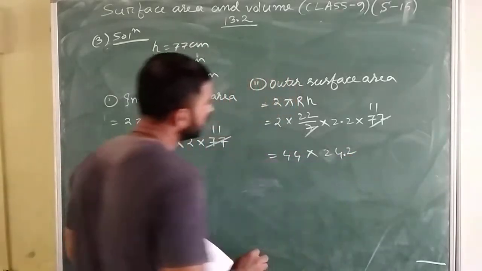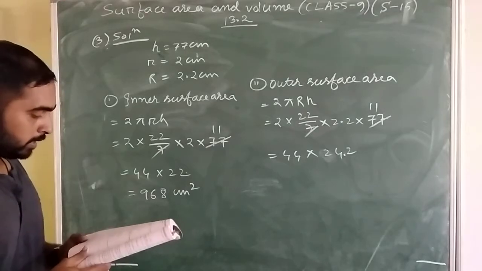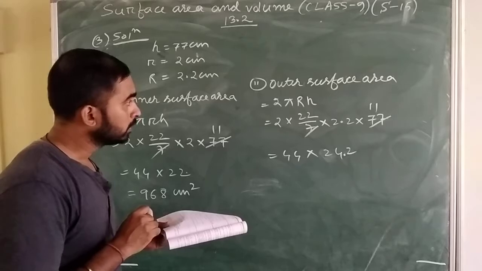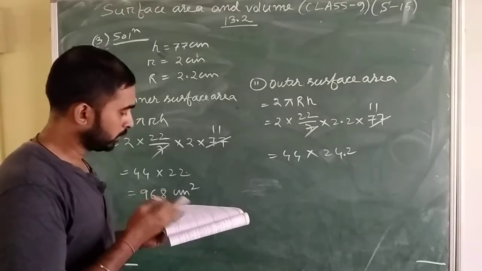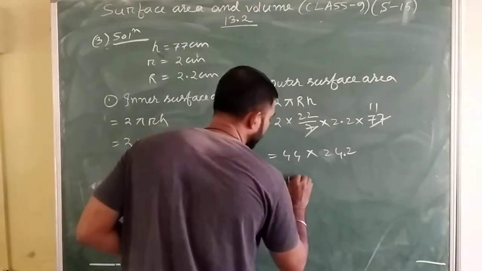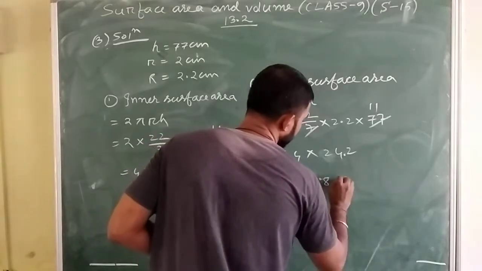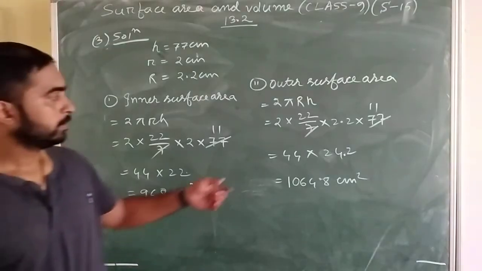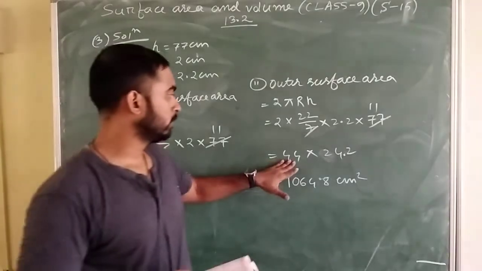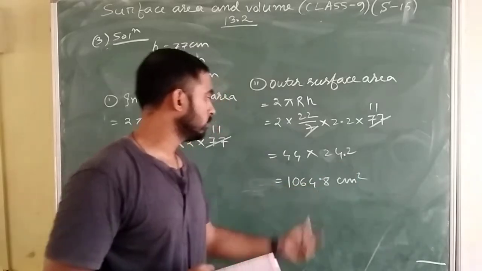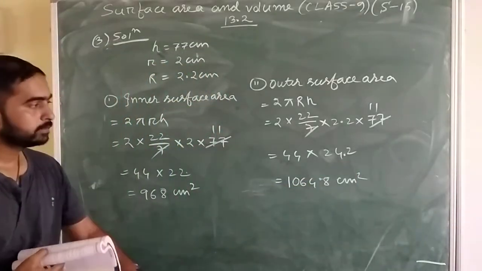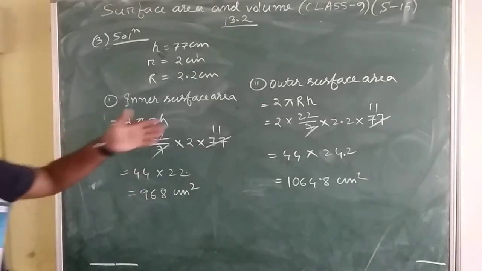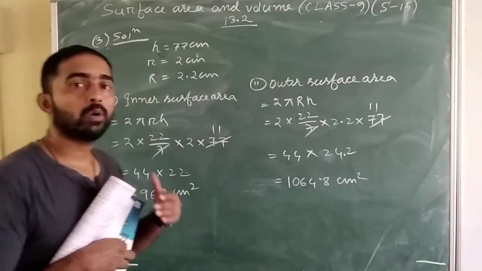So 24.2. Now what is the calculation? I did the calculation in the book by multiplying these two numbers, and it is 1064.8 square centimeter. So this is the inner surface area of the hollow cylinder and this is the outer surface area of the hollow cylinder.